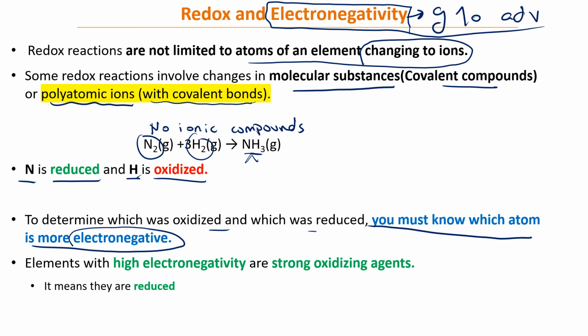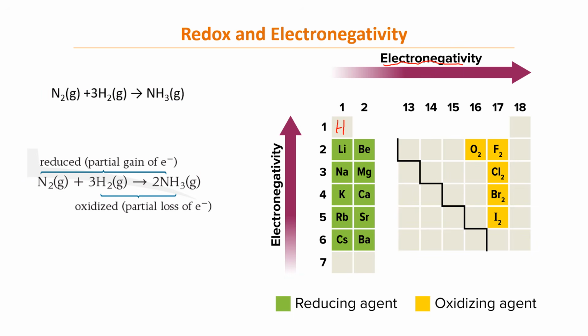So using this rule, elements with high electronegativity are strong oxidizing agents. يعني اللي عنده electronegativity will be reduced. إذا عندك high electronegativity, you will be reduced. Okay, what's the rule? How can we know? You should remember this. Group number 1 and 2 elements in the periodic table are reducing agents, meaning they will be oxidized. And اللي بالأصفر اللي في group 16 and 17, they will be reduced.